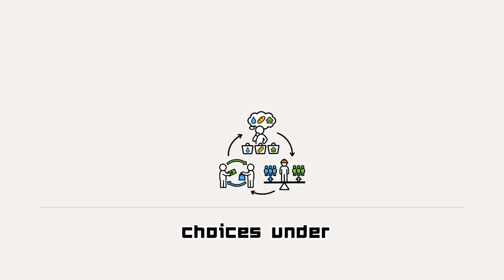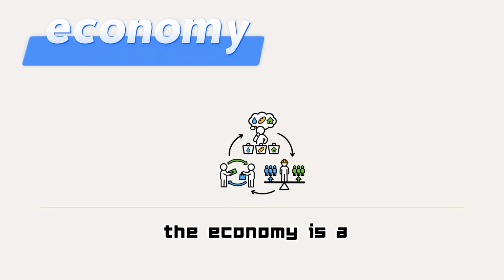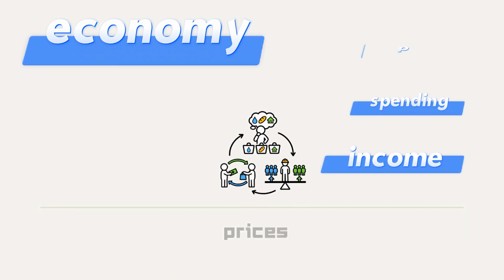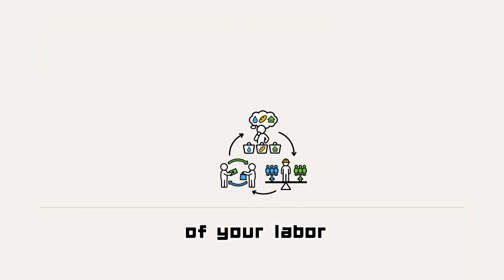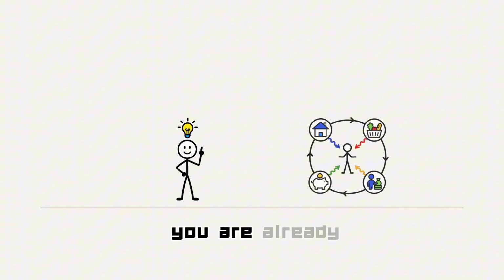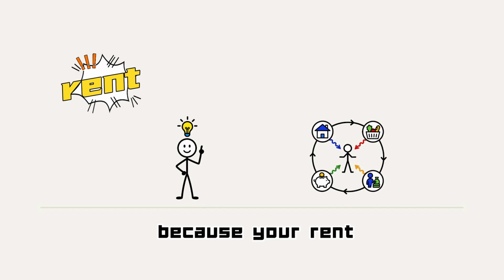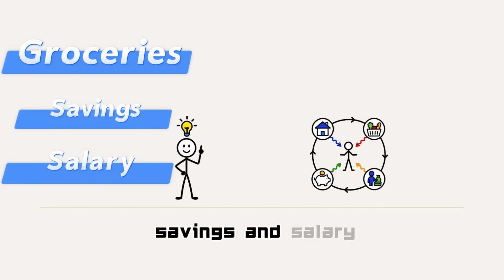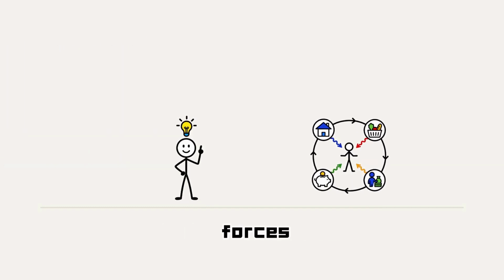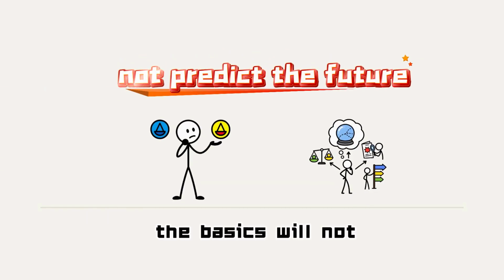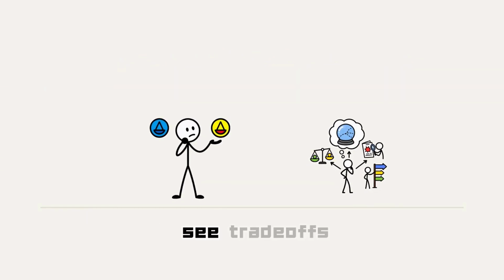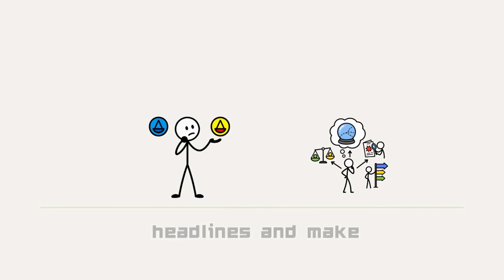Economics studies choices under scarcity. The economy is a loop of income and spending, and prices, including the price of your labor, respond to supply and demand. You are already inside that system because your rent, grocery bill, savings, and salary all move with these forces. The basics will not predict the future, but they help you see trade-offs, question dramatic headlines, and make clearer decisions.